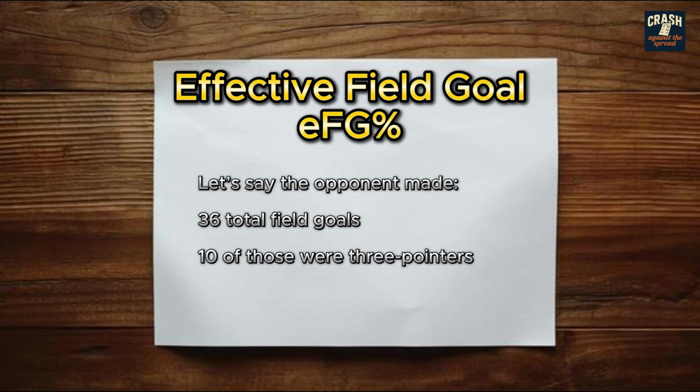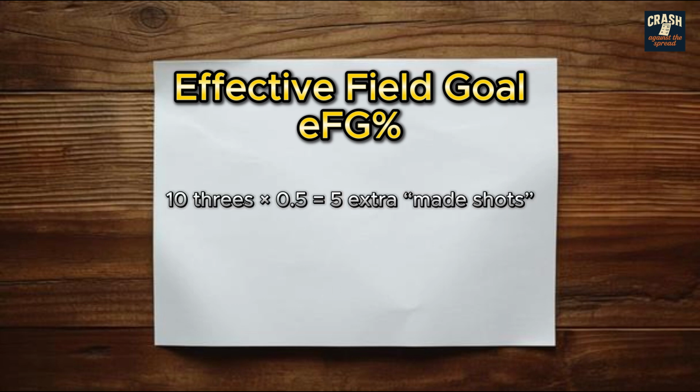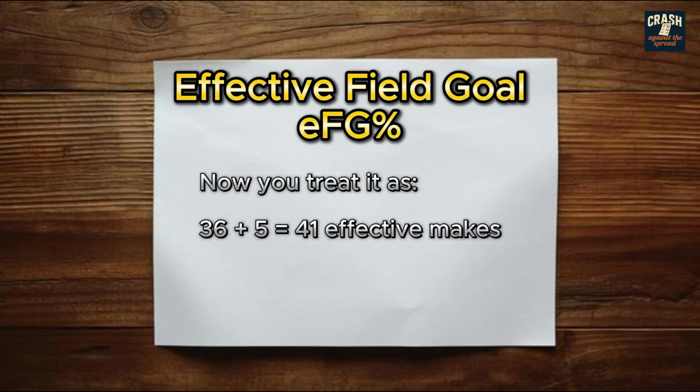Step one, count made shots. Let's say the opponent made 36 total field goals, 10 of those were three-pointers. Step two, add bonus value for threes. Three-pointers are worth more than twos, so each made three gets half a make added. 10 threes times 0.5 equals 5 extra made shots. Now you treat it as 36 plus 5 equals 41 effective makes.